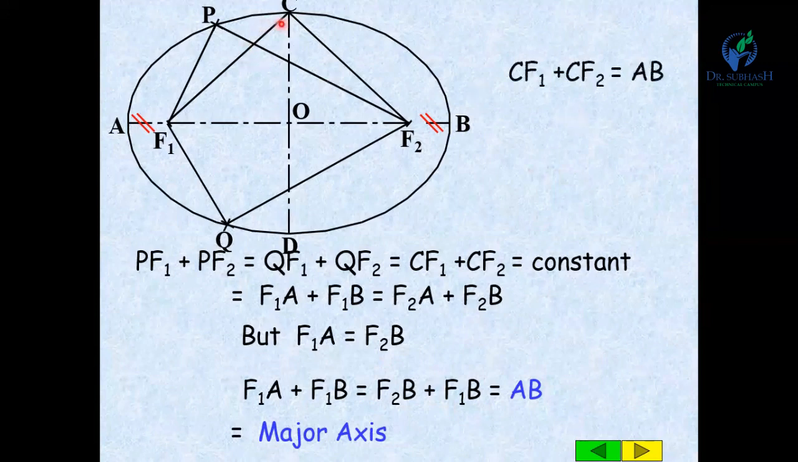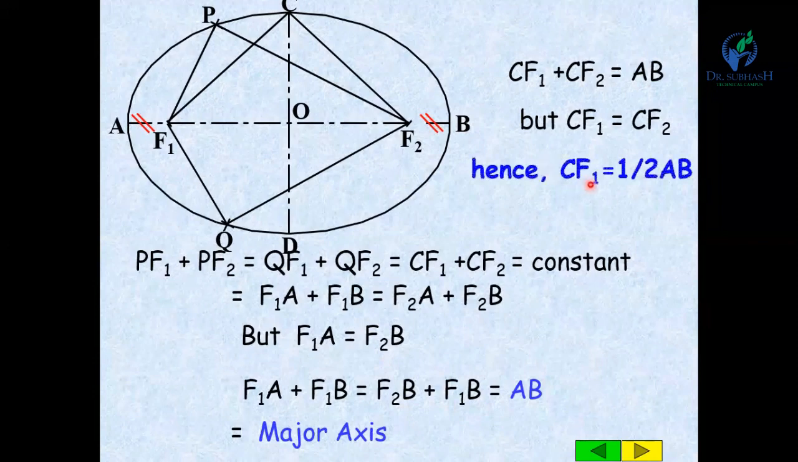So therefore, we can say CF1 plus CF2 is equal to AB, but CF1 is equal to CF2. So therefore, CF1 is equal to 1/2 AB. So the distance from the focus to the end of the minor axis is equal to half the major axis. So from this equation, if the major axis and minor axis are given, then you can find the foci of this ellipse.